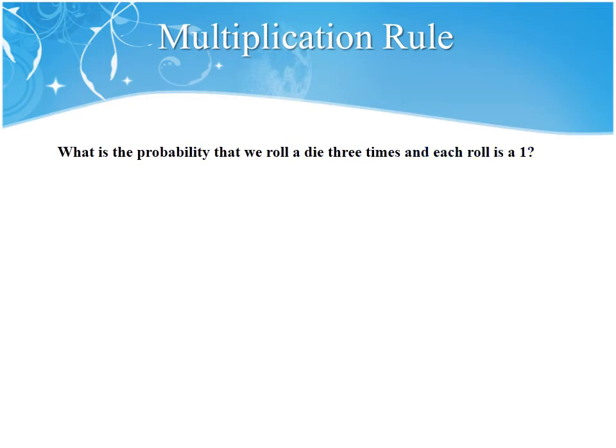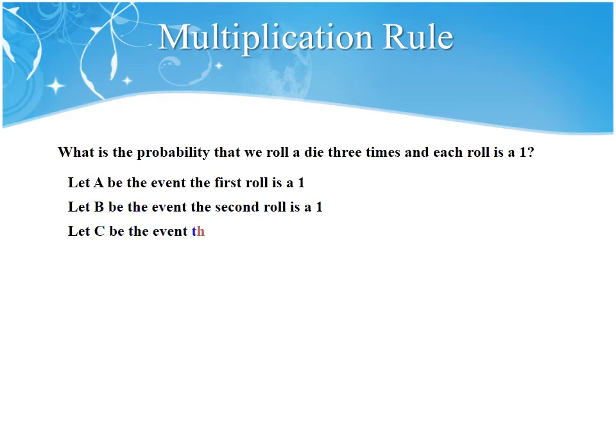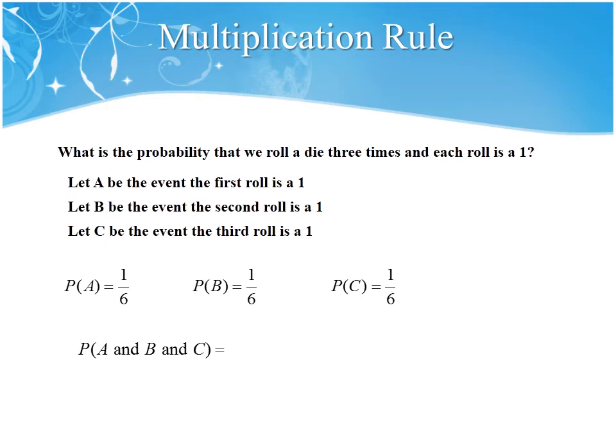What is the probability that we roll a die 3 times and each roll is a 1? Well, since die rolls are independent, meaning one roll doesn't affect the probability of the next roll, then if we consider A to be the event that the first roll is a 1, B is the event that the second roll is a 1, and C is the event that the third roll is a 1, since these are independent, the probability that A occurs and B occurs and C occurs is just the probability of each one multiplied times the other. So probability of A times probability of B times the probability of C.